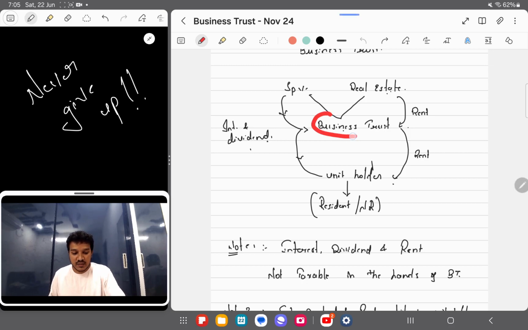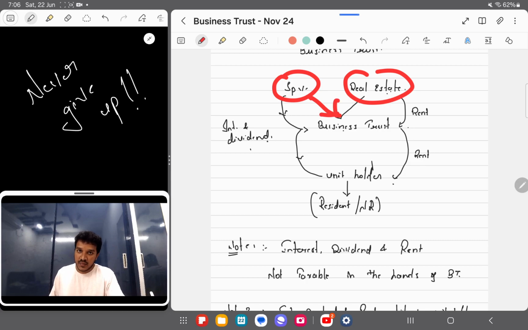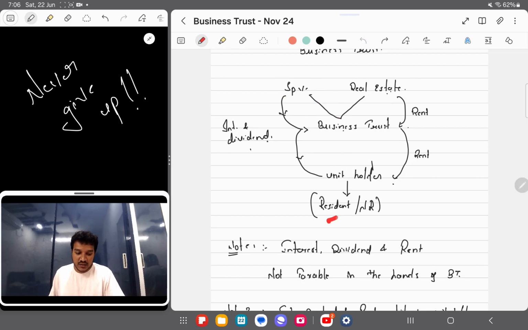All these three incomes are exempt in the hands of business trust, and they're taxable in the hands of unit holders. Whenever business trust is receiving from real estate or SPV, in that case business trust is not liable to pay tax since it is exempt. But the same amount when it is distributing to unit holders is liable to pay tax. Now, when the unit holders are liable to pay tax, business trust needs to deduct TDS. Here you need to understand that unit holders can be residents and also non-residents. For residents the tax rate is different, and for non-residents the tax rate is different.